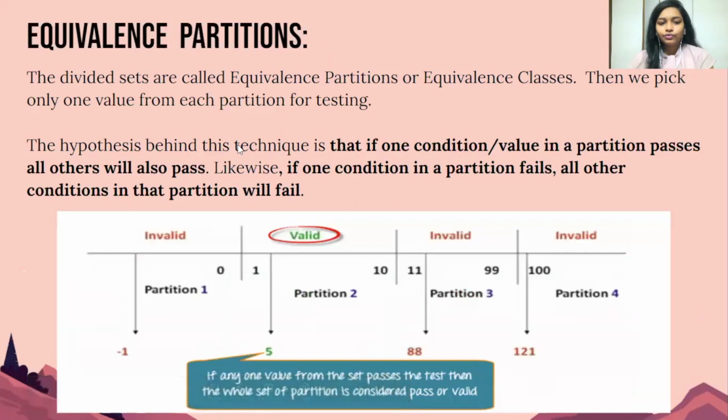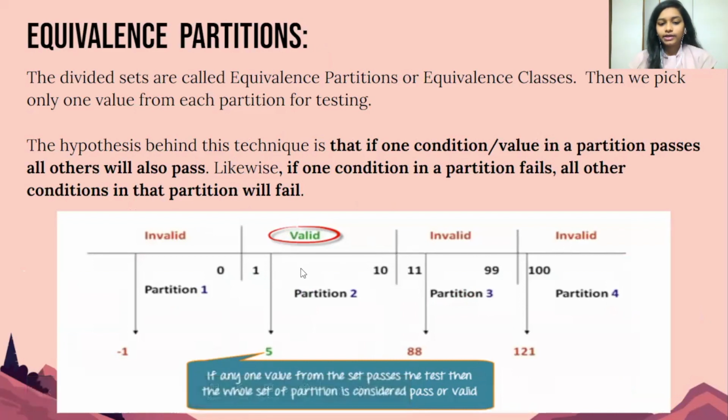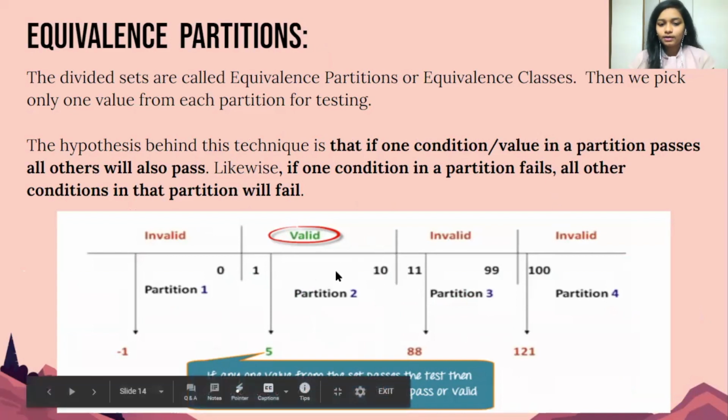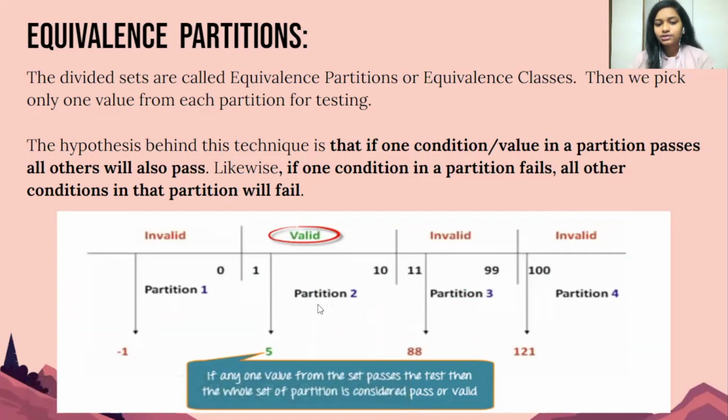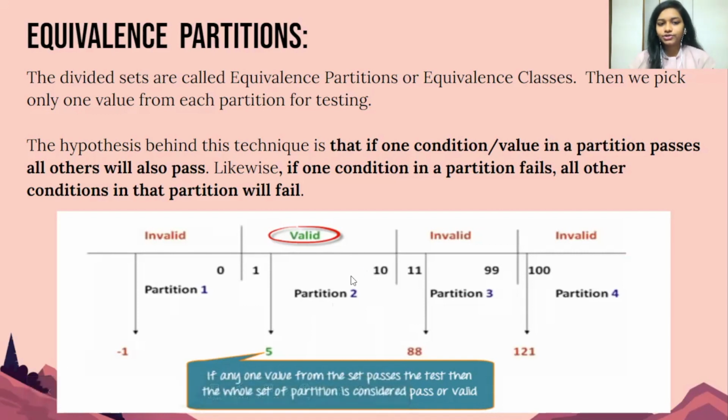So when it comes to equivalence partition, any value from 1 to 10 can be taken and considered for the input. If any one of those values passes, then we will consider that whole partition a pass. If we take any value from partition 2 and it is considered a true case, then the whole partition will be considered a true or pass condition.